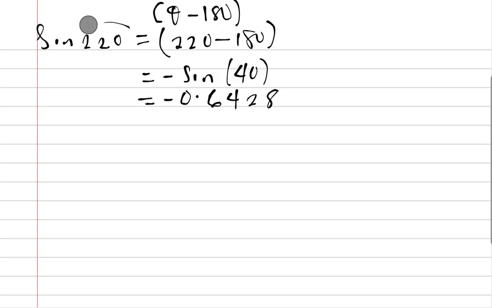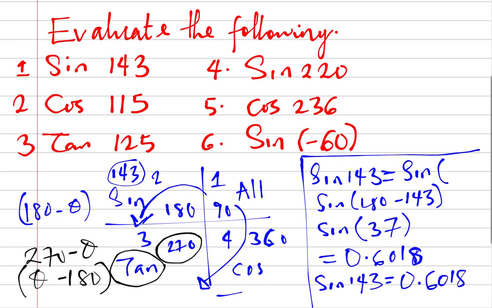So if you do sine 220 directly in your calculator, you will get this value also. Do you understand that now? So this is the method of finding it. Now you can pause this video and do number 5, which is cos 236. You can do it on your own. Now let's look at this last one together.